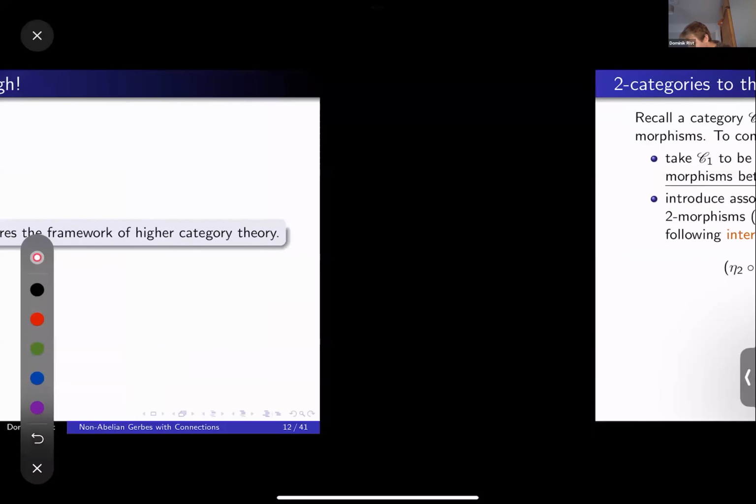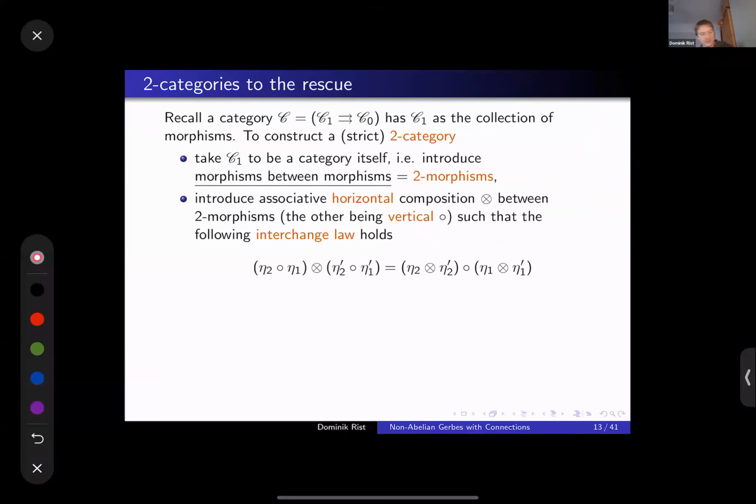Okay, good. So let's see how that problem can be solved. And it can be solved by going higher. So instead of categories, you use two categories. So let's first recall what we mean by a two category. We'll only be concerning ourselves with strict two categories, fortunately, because otherwise it gets really messy really soon.